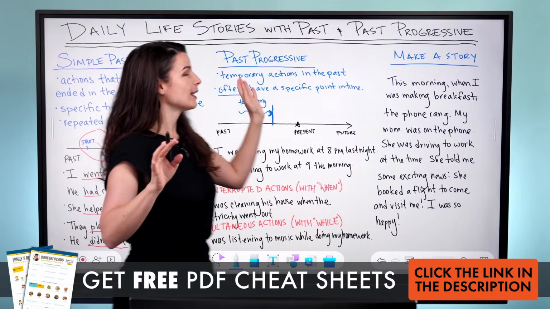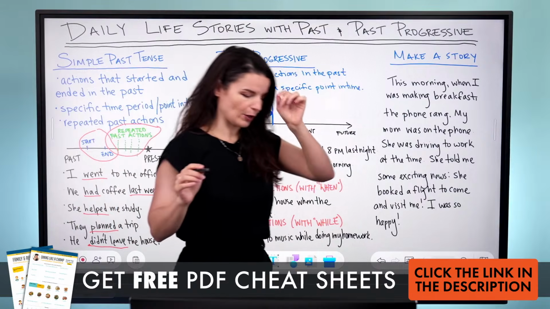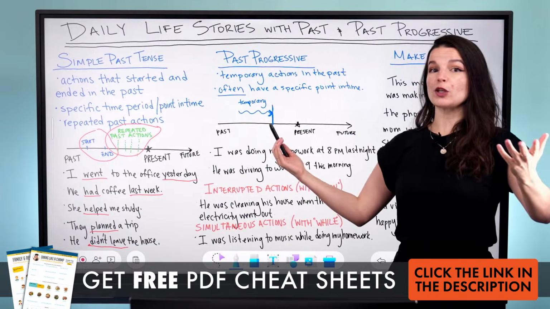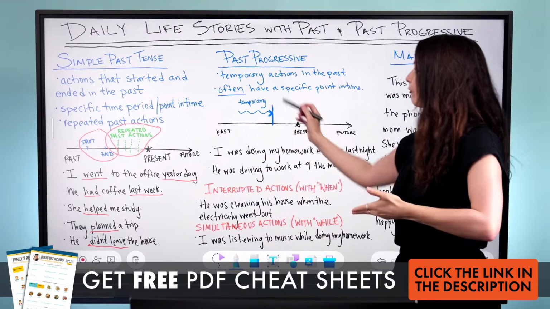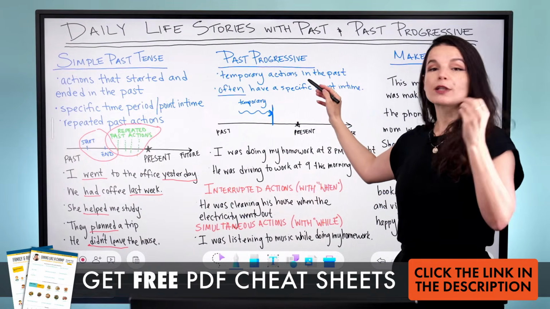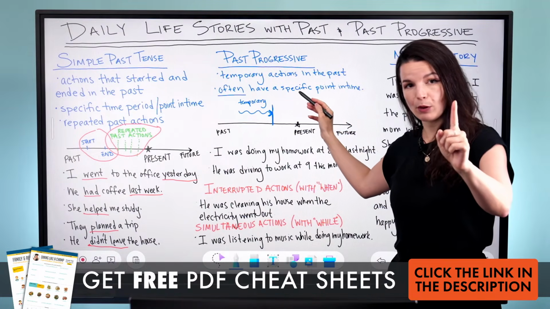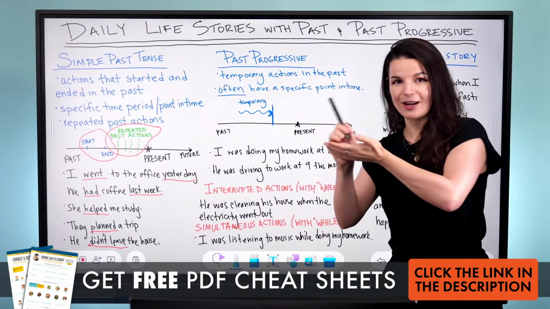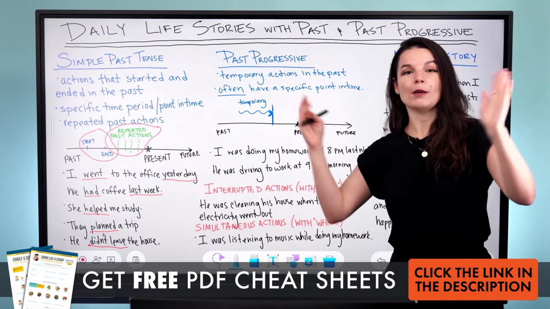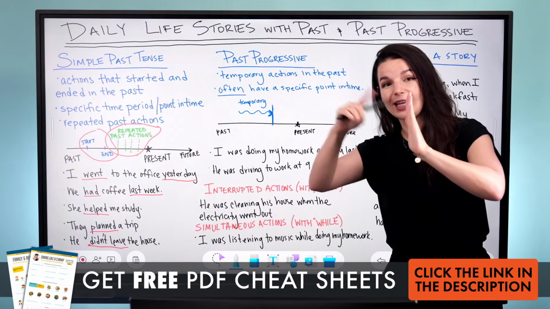For now, let's continue to the past progressive grammar point. When should we use past progressive? First, we use this for temporary actions in the past. Key point here. Please write this one down in your notebook. Temporary means short time. They continue for a short time.